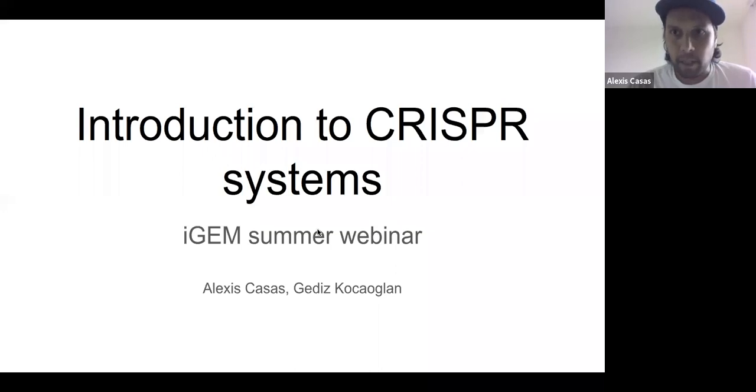My name is Alexis Casas, and we're going to talk today about CRISPR systems. I'm a PhD student at Imperial College, and I was an iGEMer in 2018. I'm a member of the iGEM Measurement Committee, and I'll be giving this talk today with Geddes and Alicia. Geddes is going to start by talking about CRISPR systems.